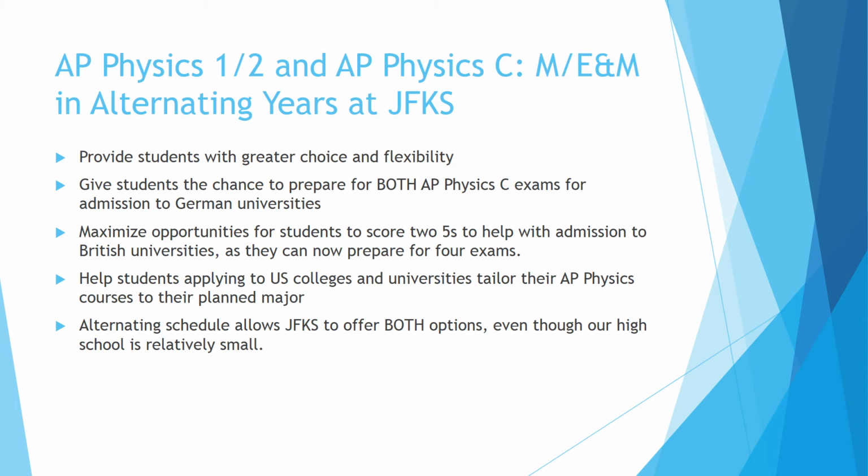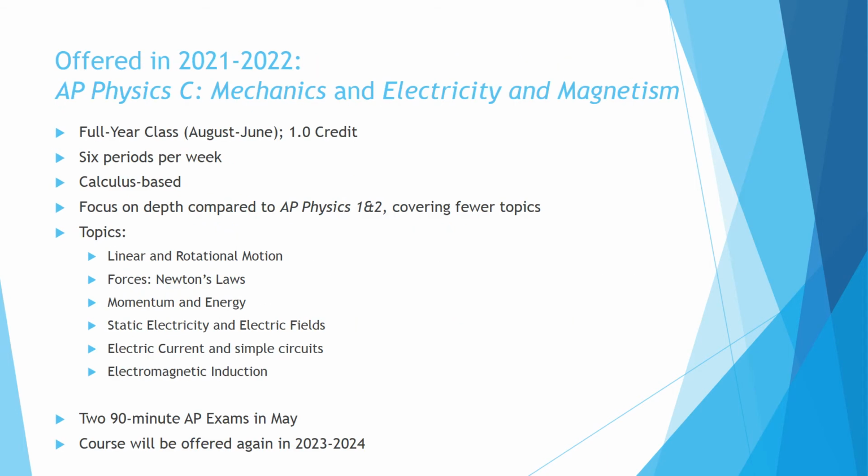So our school is really, really small, so I'd love to offer all of them at the same time, but we can't do that. So we have to alternate the schedule. 1 year AP Physics 1, 2, the other year AP Physics C. So for the coming year, the course that we're offering is AP Physics C, Mechanics and Electricity and Magnetism. It's a full year class, August to June. 1 credit is earned, 6 periods per week. It's calculus based. This is important.